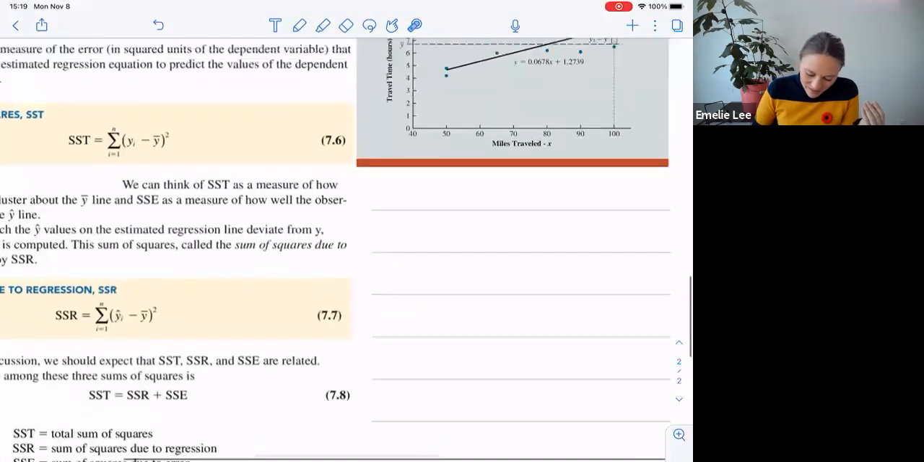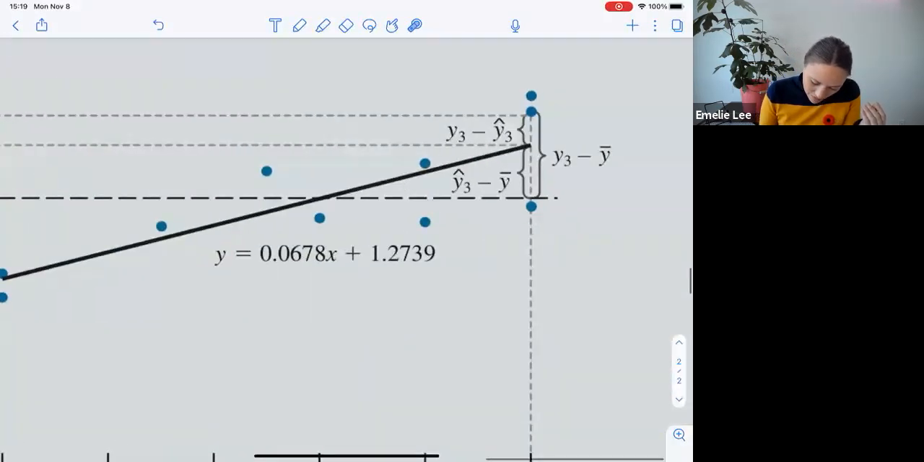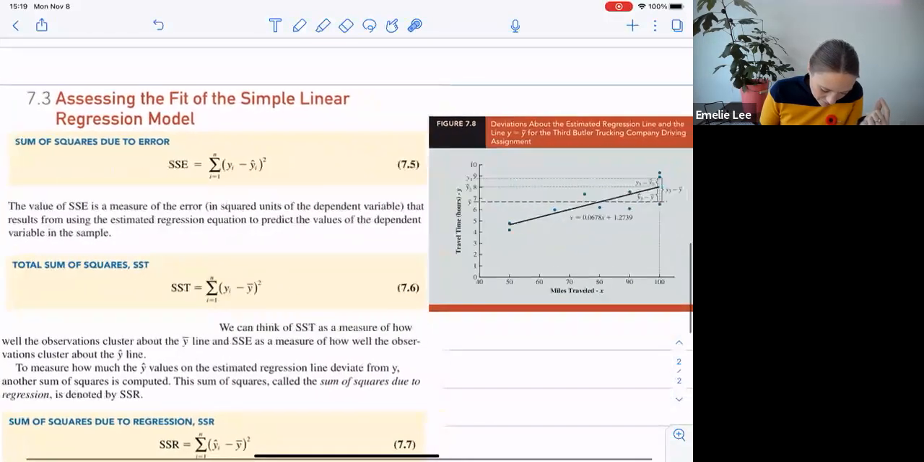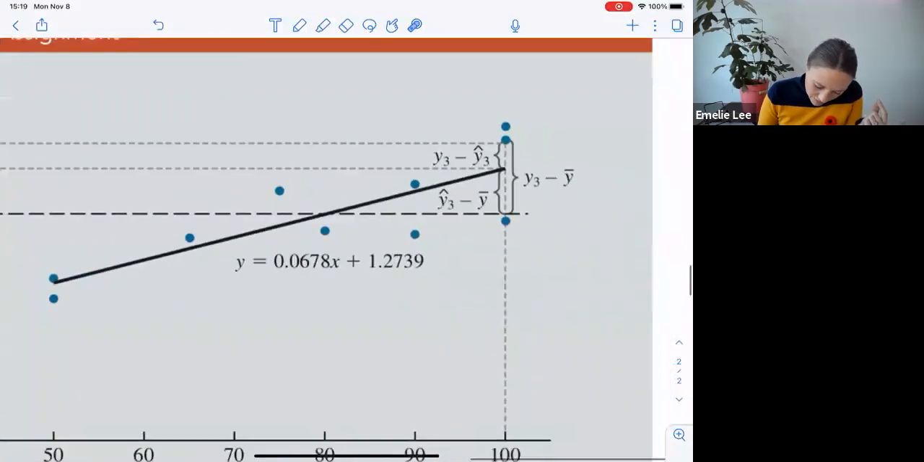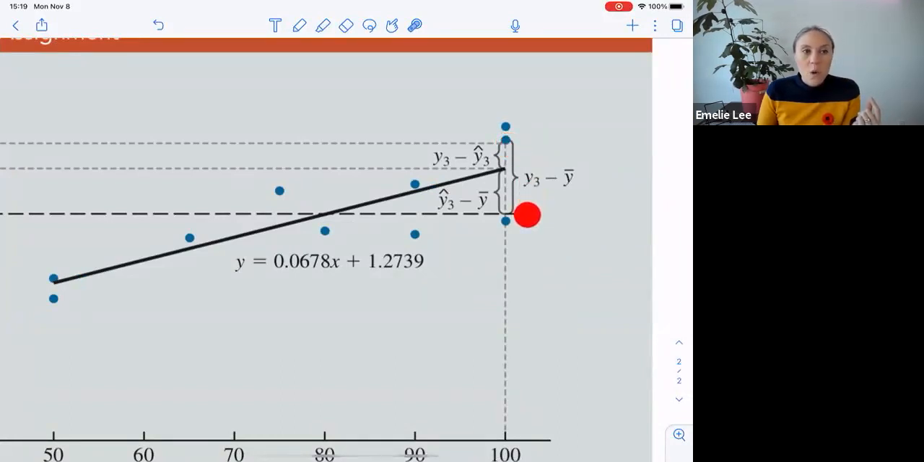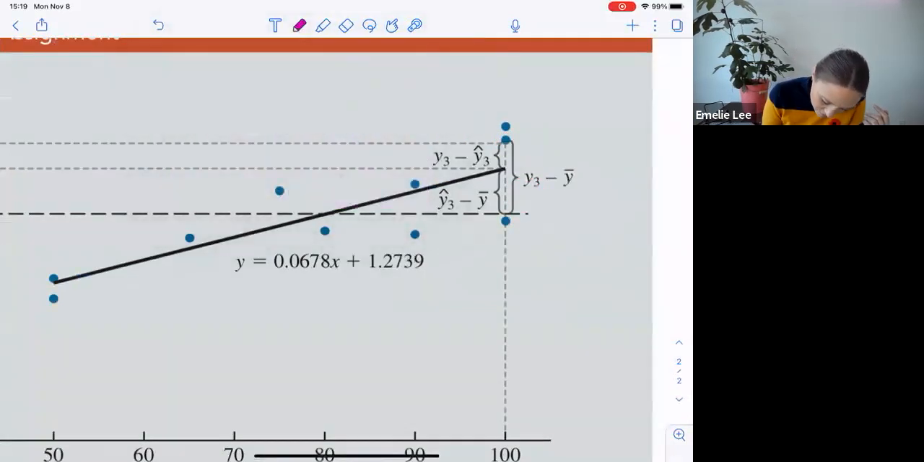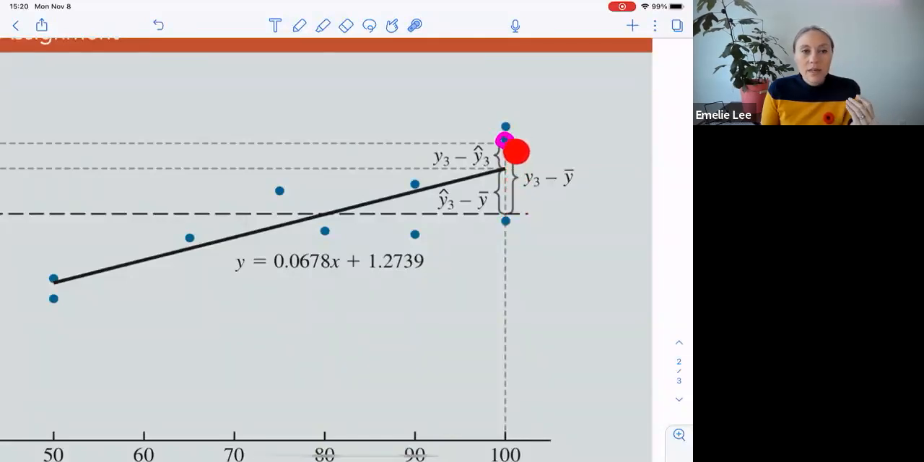So the total sums of squares is the distance from the observed value to the average, right? So if you have that distance, SST, for this point here, okay, then this is the total of the sums of squares. It's just one observation of that, right?